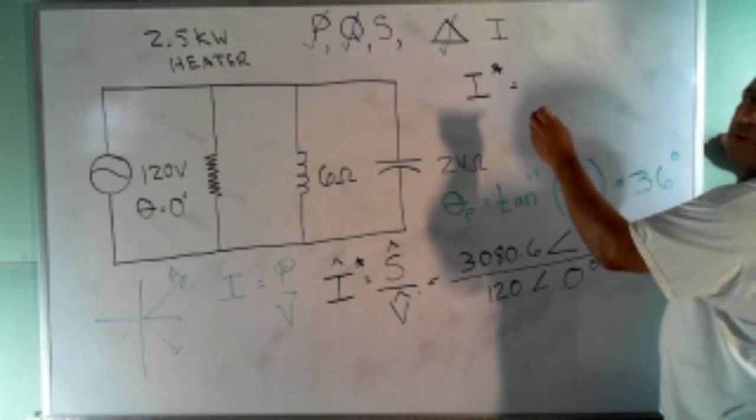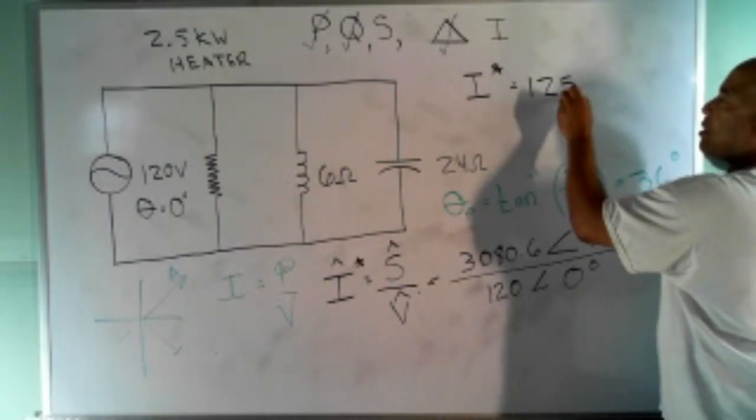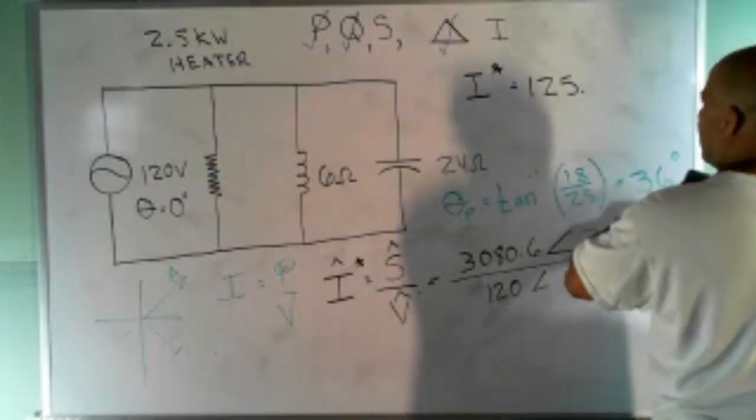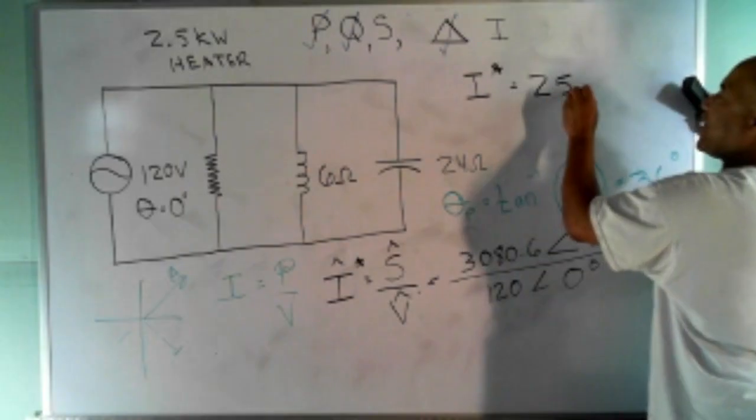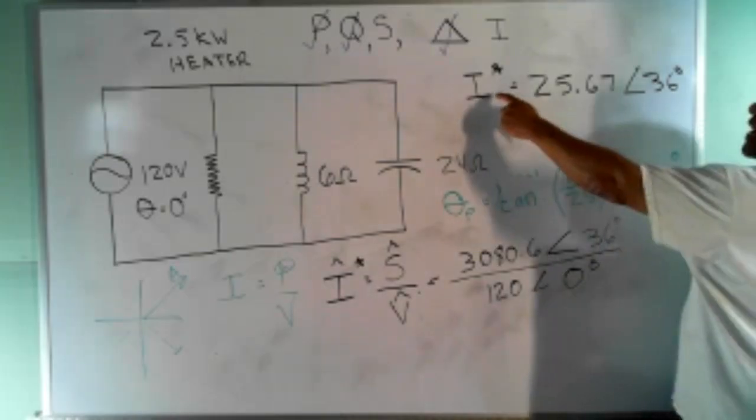I got 25.67 amps. Sorry, my connection's a little choppy. So you got 25.67? Yes, amps at 36 degrees. All right. So that's I star.